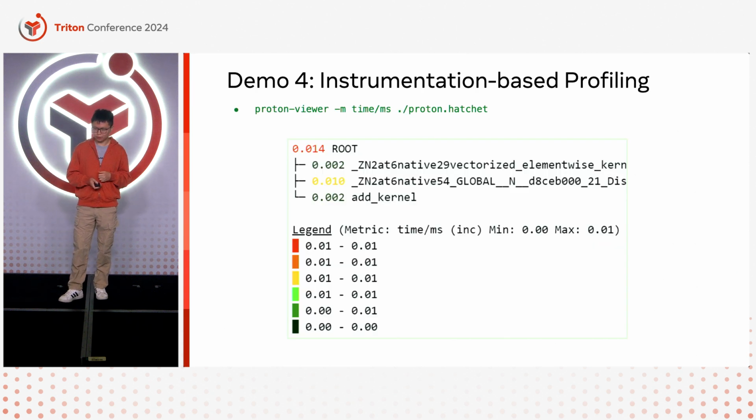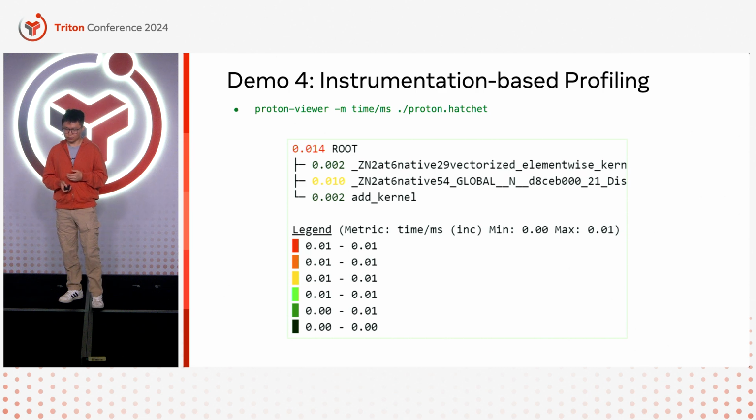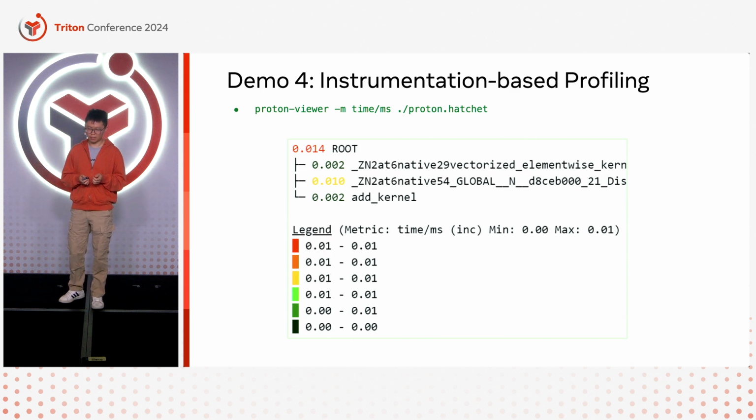After that, there's a simple view we can show on the terminal. The command we're going to use is proton-viewer -m, which supplies the metric name. In this case, the metric we are going to inspect is time, and it's followed with a slash, which specifies the unit we want to view the time metrics in, in this case, millisecond. And at the end, here's the profile name and its path.